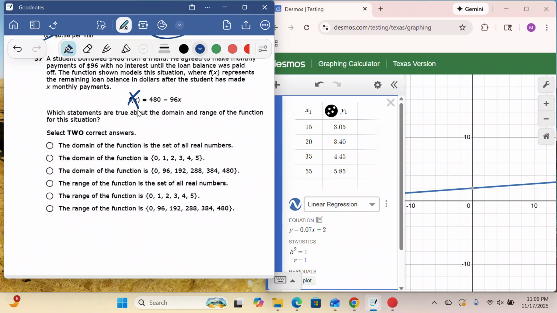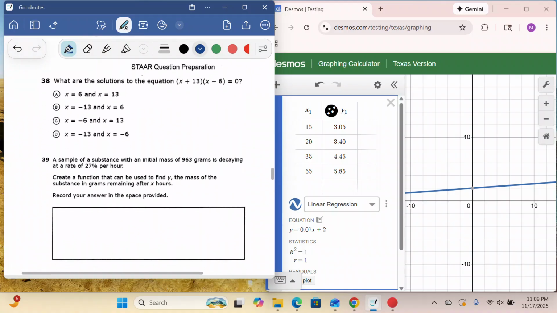So all I'm going to do is input this 480 into Desmos. It's going to give me a line. So I know the two correct answer choices are the domain is all real numbers and the range is all real numbers. That is the correct answer choices. Anytime you deal with a line, it's this way. Anytime you deal with a quadratic, then you have to be very specific with the quadratic. And then of course, that is a little bit different.